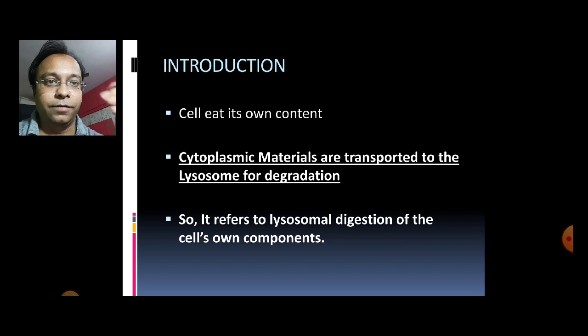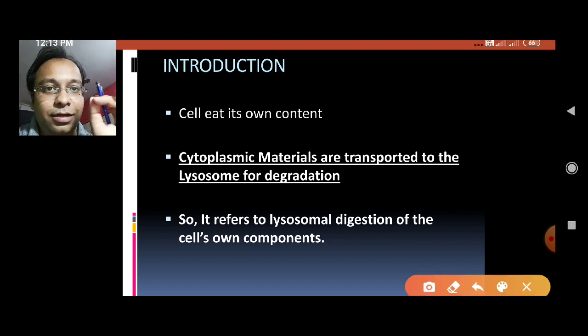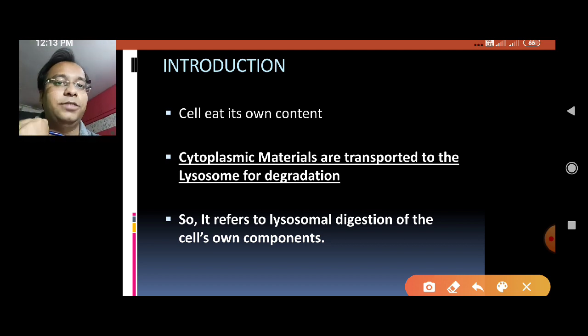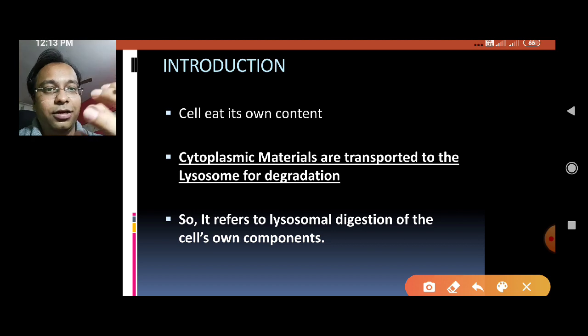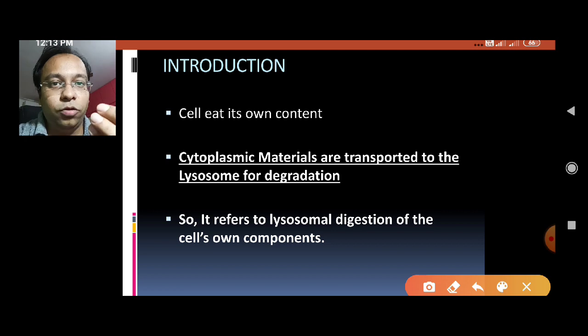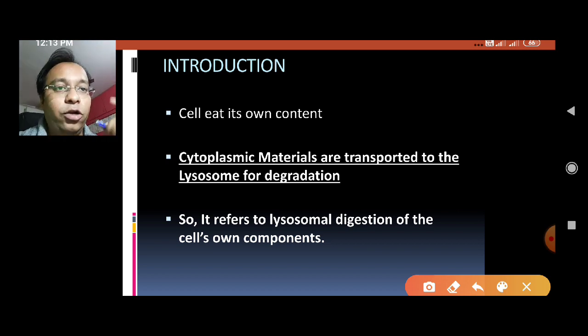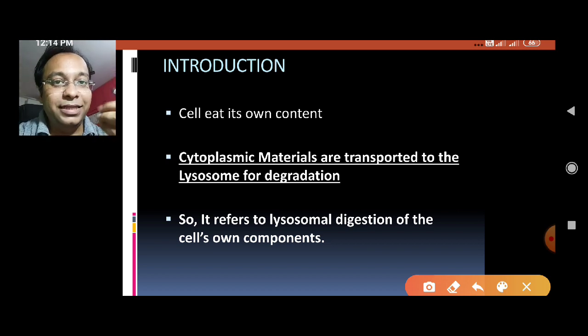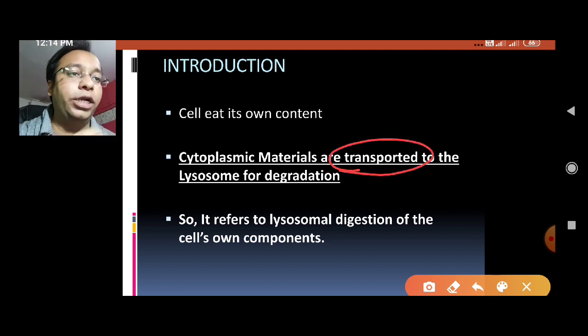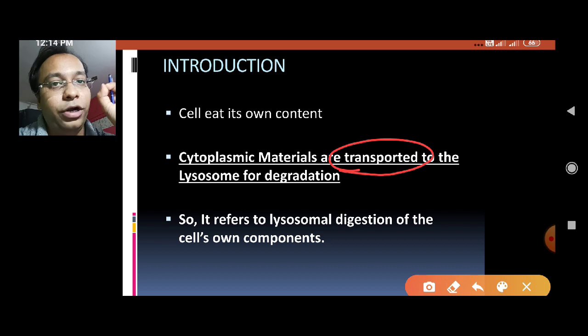What is autophagy? So guys, autophagy means the cell will eat its own content. Which content? Cytoplasmic material. The cell will eat its cytoplasmic material. For example, the content of the cytoplasm includes mitochondria, your endoplasmic reticulum, your unused proteins, etc. That will be eaten by the cell with the help of lysosome. So this material will be transported into the lysosome for degradation.